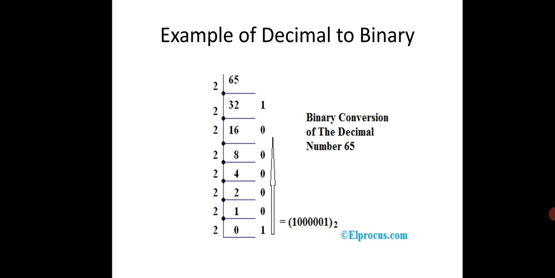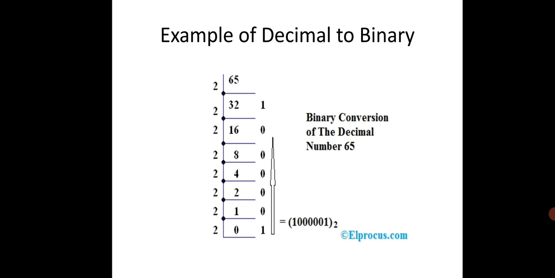You can see this first example, 65. In the exam you will be given questions such as convert decimal to binary, and the value is 65. So you have to write it this way: 65. You have to convert it into binary. Binary means base 2, that is 0 and 1. So you will divide 65 by 2.